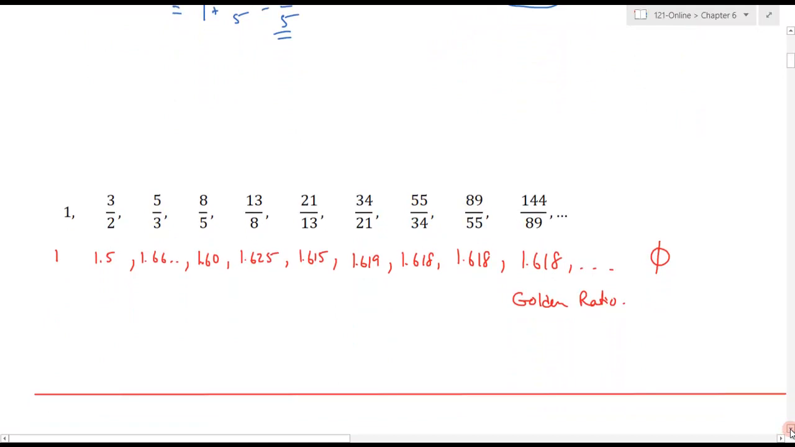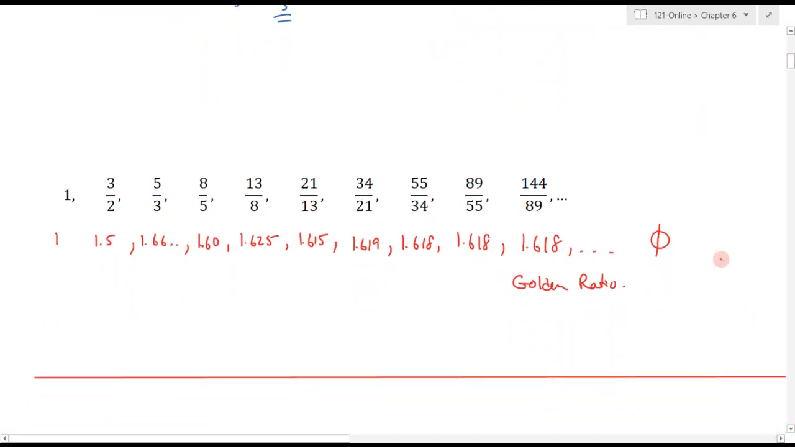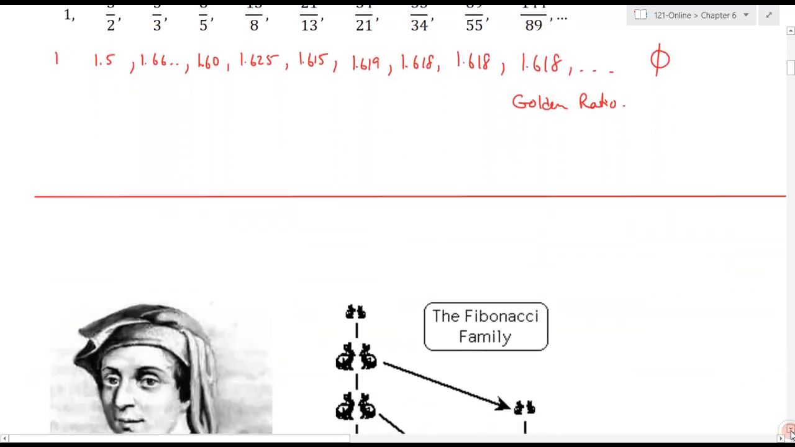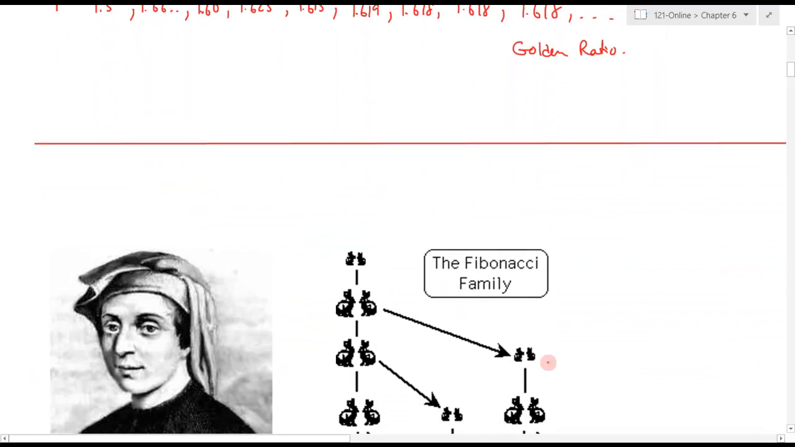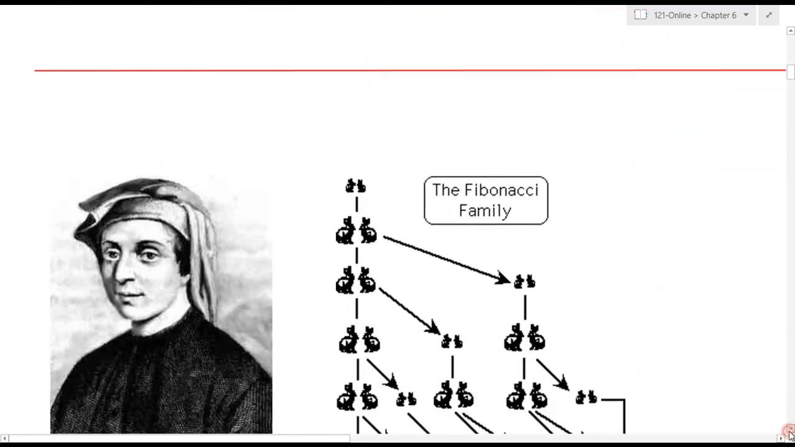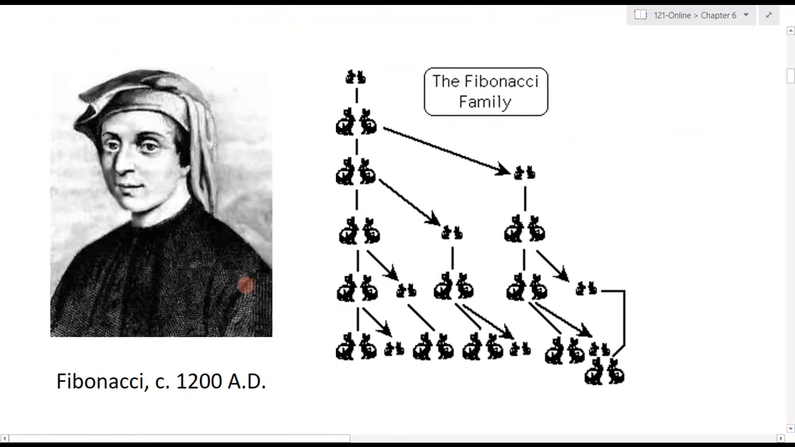One of the first people to talk about it was a man by the name of Fibonacci, and Fibonacci was an Italian mathematician. He was actually the one who introduced the Hindu-Arabic numeral system to Western civilization. He lived around 1200 AD. And the book that he wrote that introduced the Hindu-Arabic numeral system was called Liber Abaci.